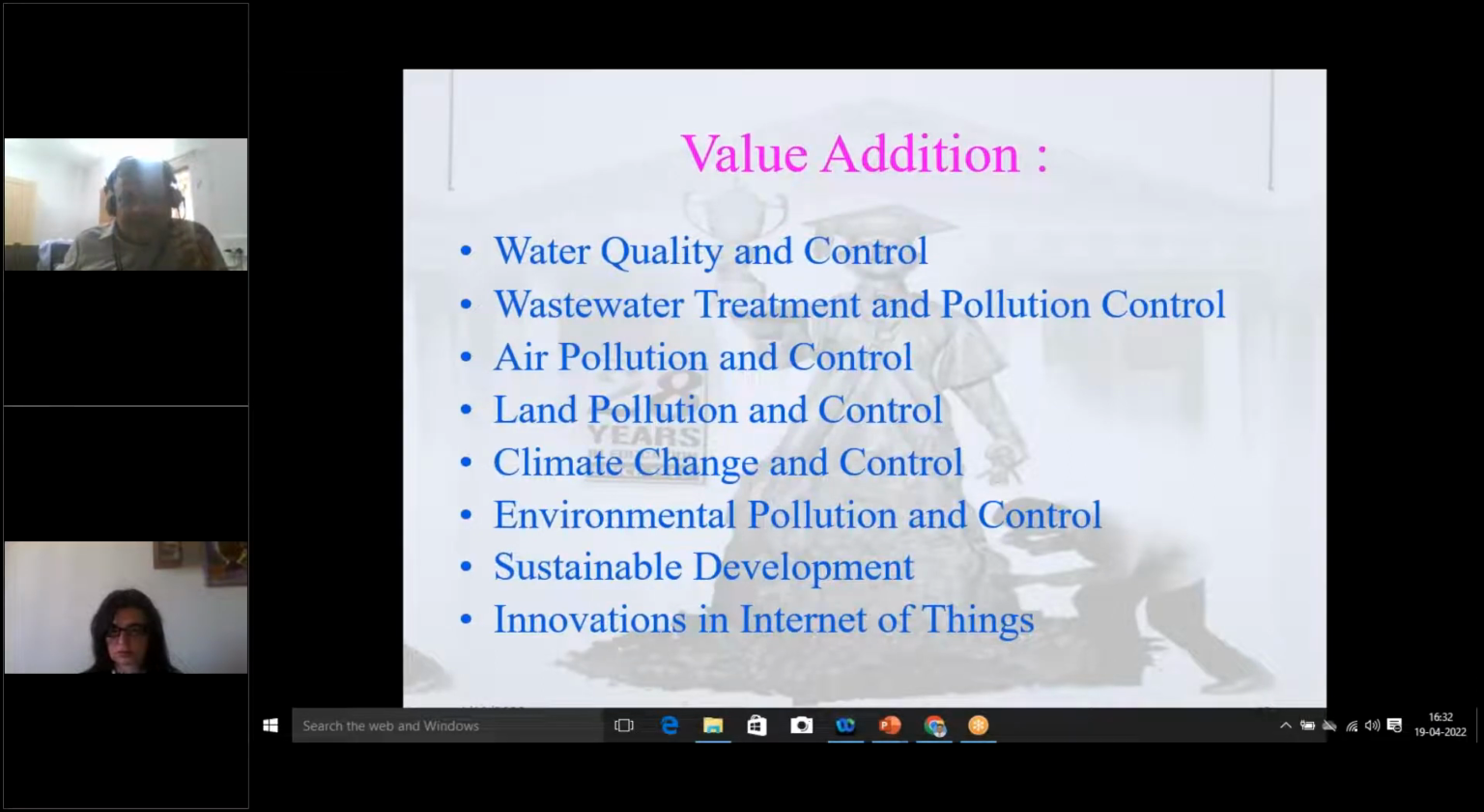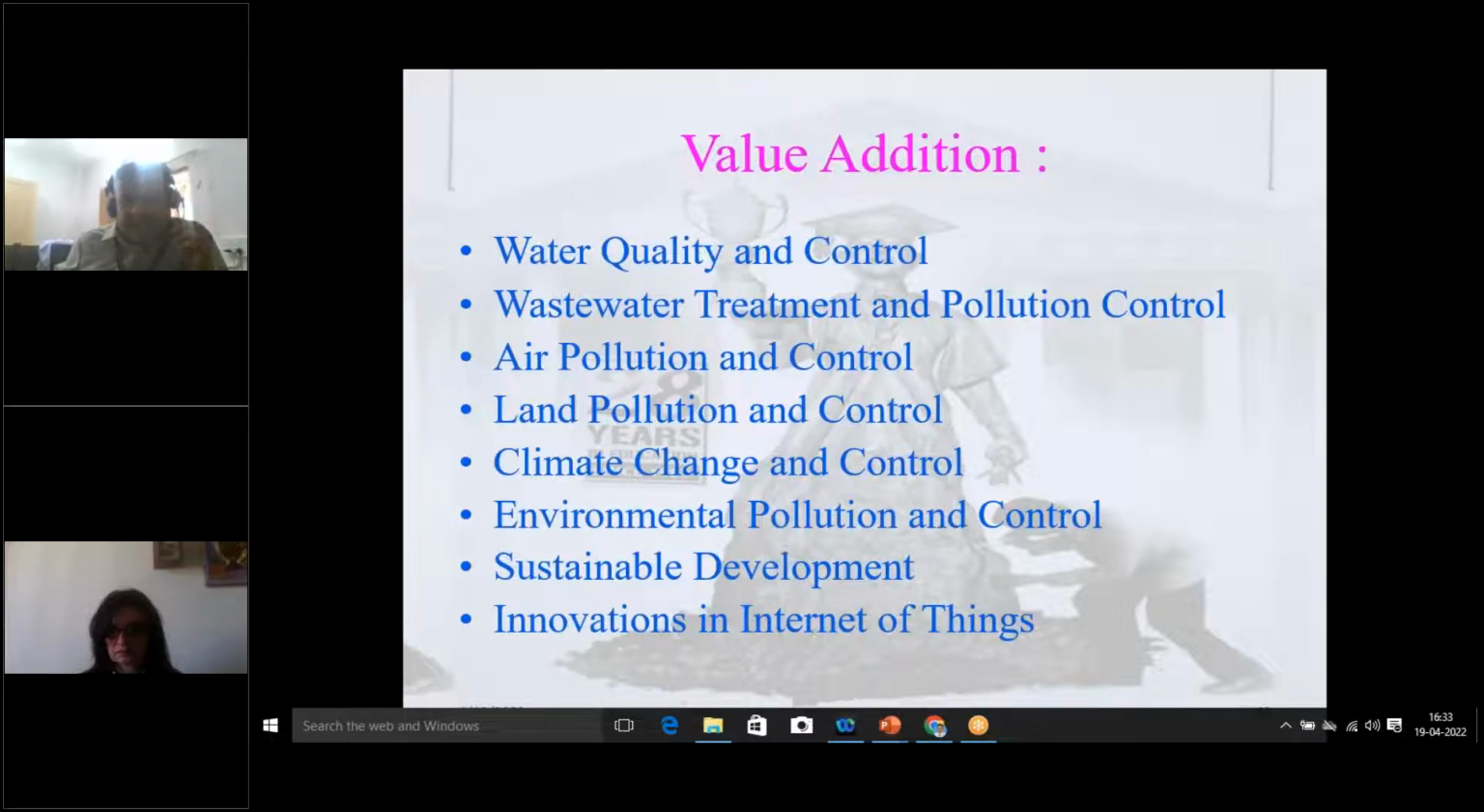Wastewater treatment and pollution control is there in this project. Air pollution and control is there. Water pollution has been considerably reduced. Land pollution and control, climate change and control have been considerably reduced in this project. Environmental pollution and control, and sustainable development, which is development that meets the needs of the present generation without compromising the ability and efficacy of future generations to meet their own needs.